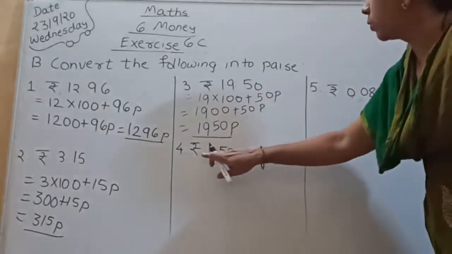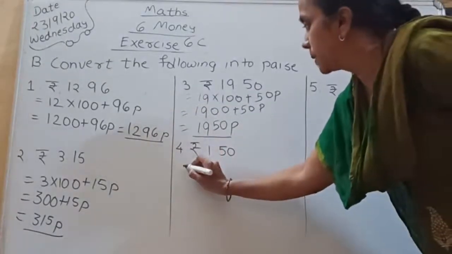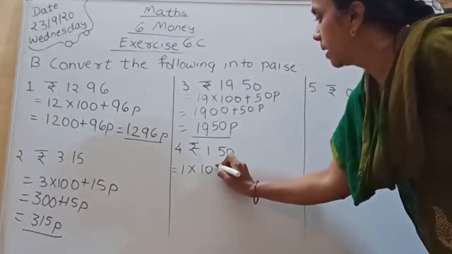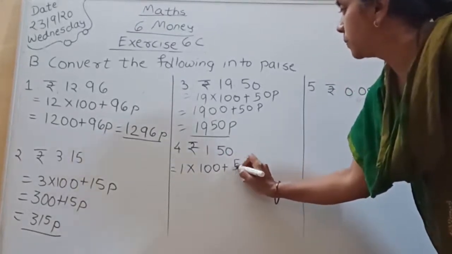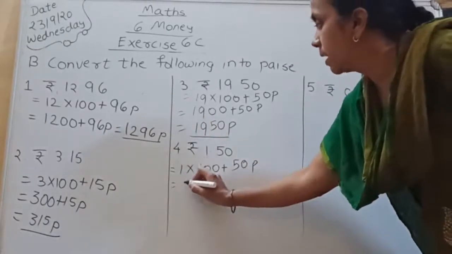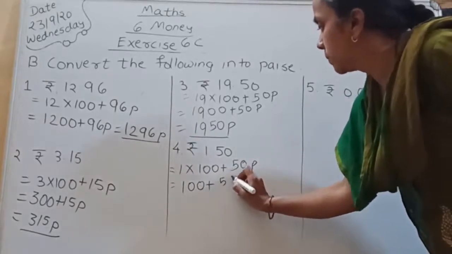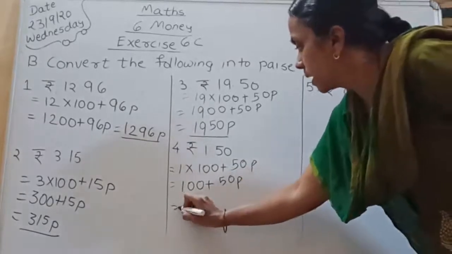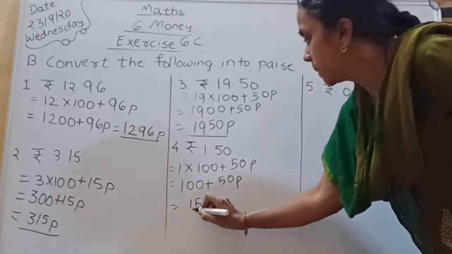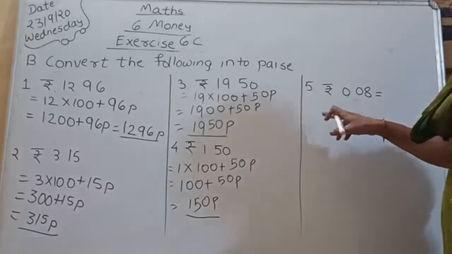Then write down fourth example. Rupees 1.50. 1 rupees means what? 1 multiplied by 100 plus 50 paise. 100 ones are 100. 100 plus 50 paise. 100 plus 50 means 150 paise. So let's write down like this in your notebook.